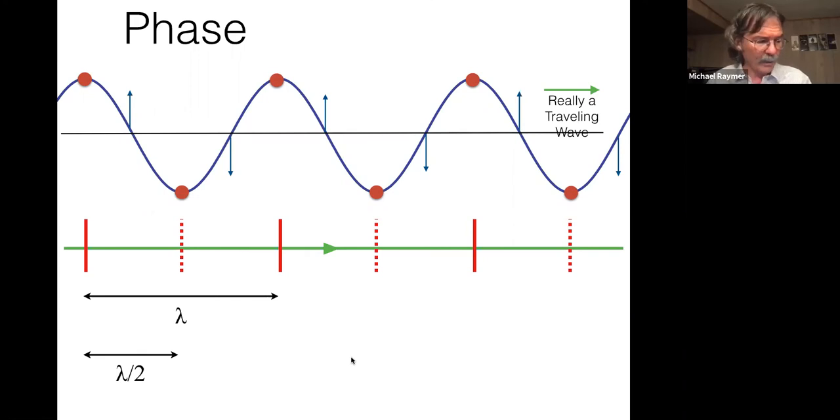Now for a visible light wave, the wavelength is approximately 500 nanometers. That's 500 times 10 to the minus 9 meters. It's very small. That explains why in an interferometer, if I just change the path length by a very tiny amount, I can change the phase and therefore affect the interference.